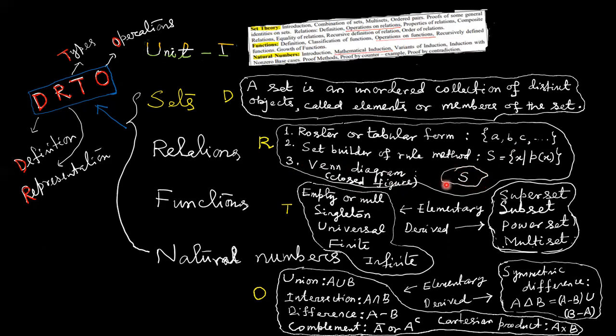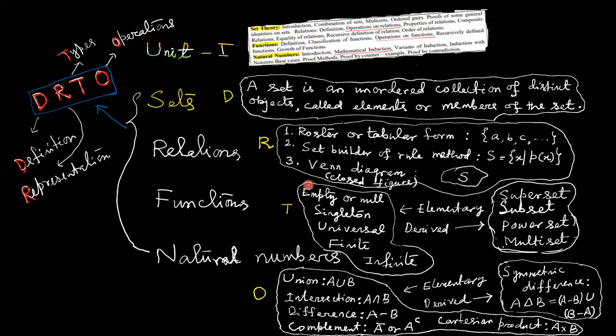Then we have types of sets. How many types of sets are there? One is empty set or null set. We have singleton set, universal set, finite set, and infinite set. When we say finite, if the number of elements in a set is finite, then it's a finite set. Otherwise, it is an infinite set.